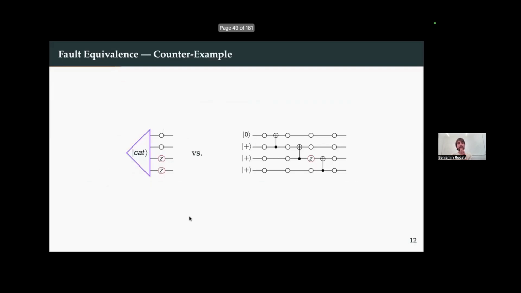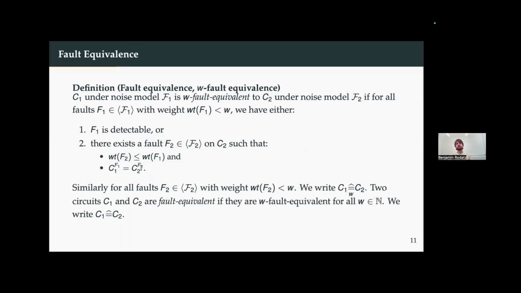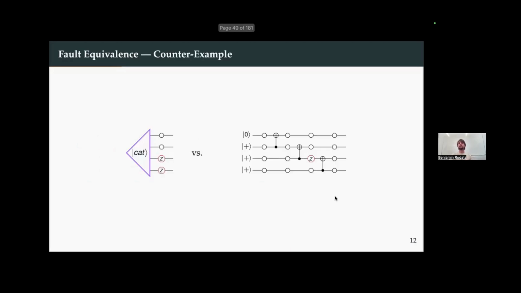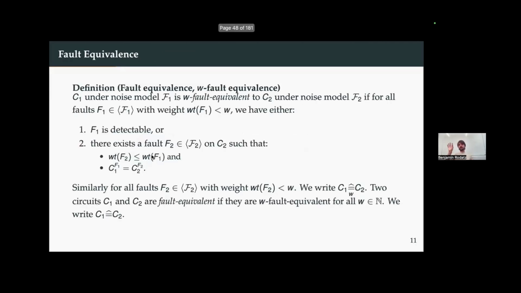So maybe to come back to the example before of these two circuits, we have a fault over here that is undetectable. And there exists a fault on the left-hand side that has the same effect, right? So the second condition is satisfied. However, the weight of the fault on the left-hand side is larger than the weight of the fault on the right-hand side. So under this definition, these two circuits are not fault equivalent. In particular, this fault doesn't have a correspondence over here. So fault equivalence can be understood as: for any undetectable fault over here, there's a corresponding fault over there and vice versa.